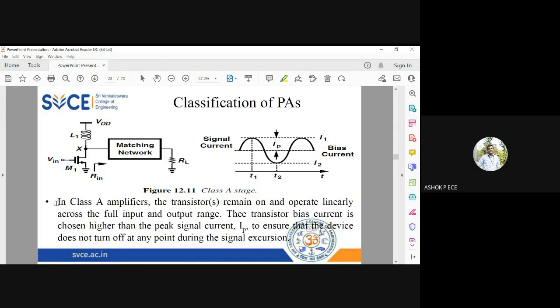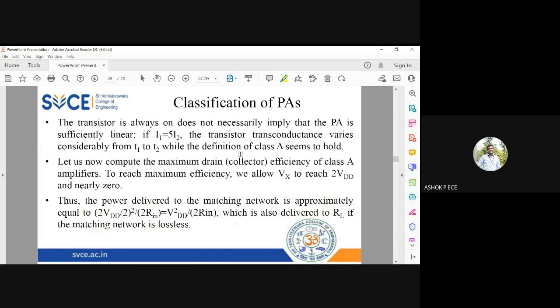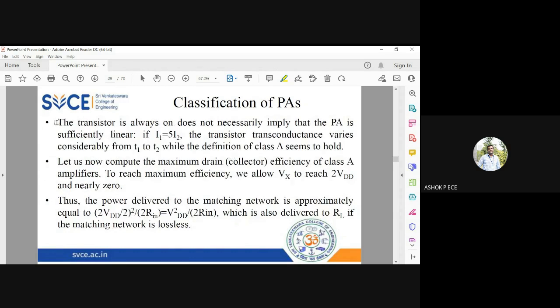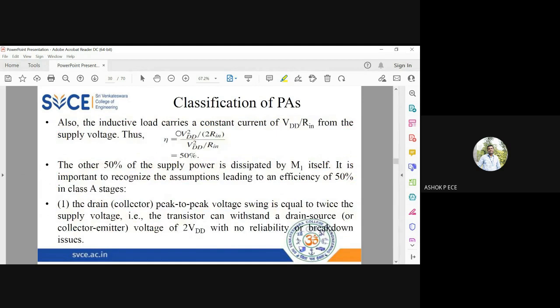Class A amplifiers: the transistor is operating for the entire cycle of the input signal. So 360-degree operation is available in the Class A amplifier. That is why, if you find out the efficiency for a normal Class A power amplifier with resistor RC coupling, capacitor coupling, the efficiency will be 25%. When you use a balun transformer, you get an efficiency of 50%. So 50% efficiency means 50% amplification, 50% power loss.